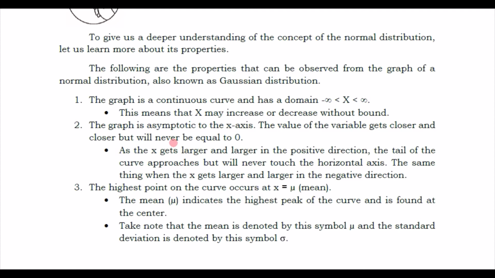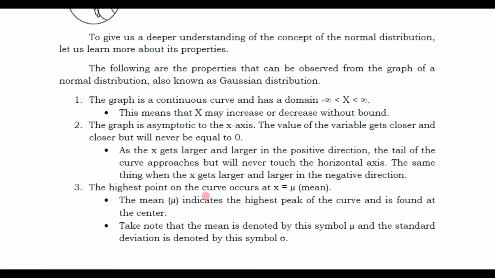If the curve touches the x-axis, it only means that it is equal to 0. But the property says that it will never be equal to 0. So the end of the curve will not touch the x-axis. Both ends of the curve will never touch the x-axis. Both tails of the curve will not be equal to 0. As x gets larger and larger in the positive direction, the tail of the curve approaches but will never touch the horizontal axis.